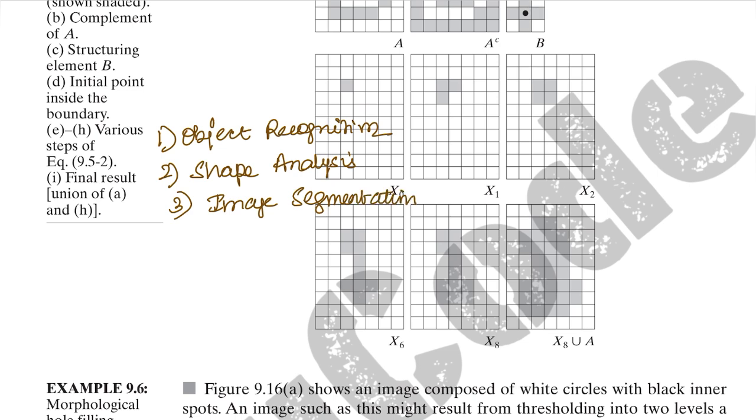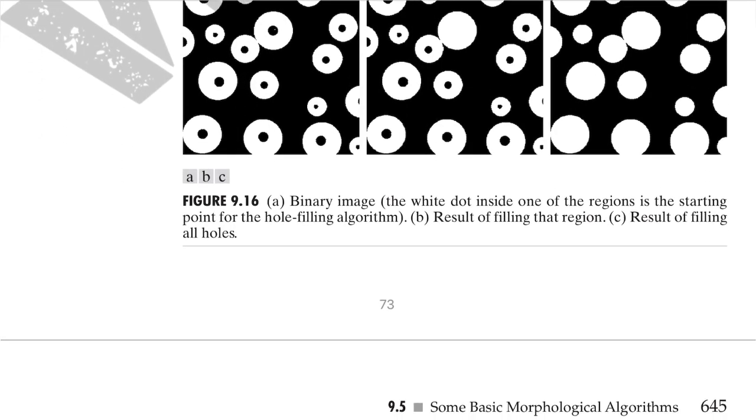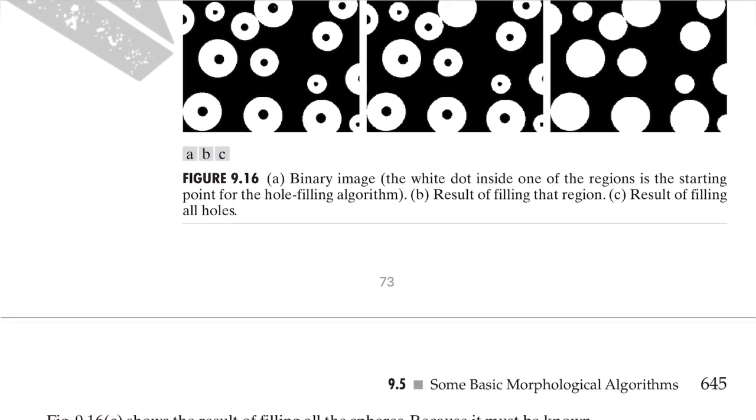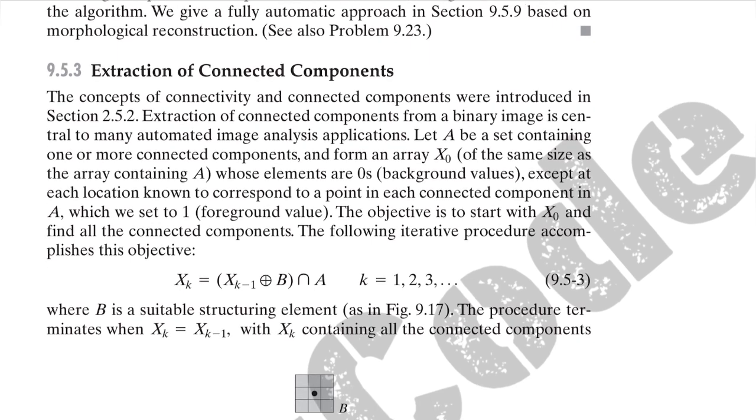Next we have extraction of connected components. What is the definition of a connected component? It is mainly a cluster of foreground pixels connected based on a specific rule. So what is that rule? The foreground pixels are connected using 4-connectivity or 8-connectivity. Extracting these components is very useful for analyzing the binary image, and also for object recognition and everything.